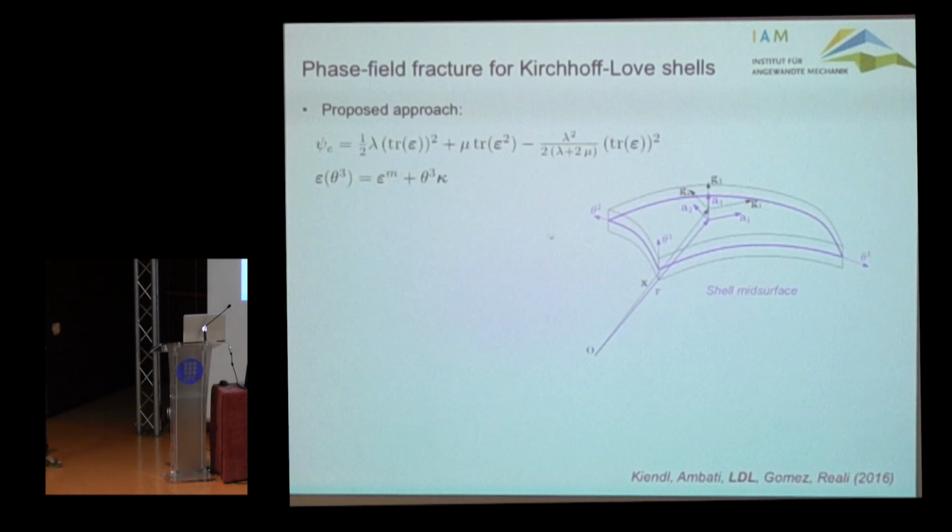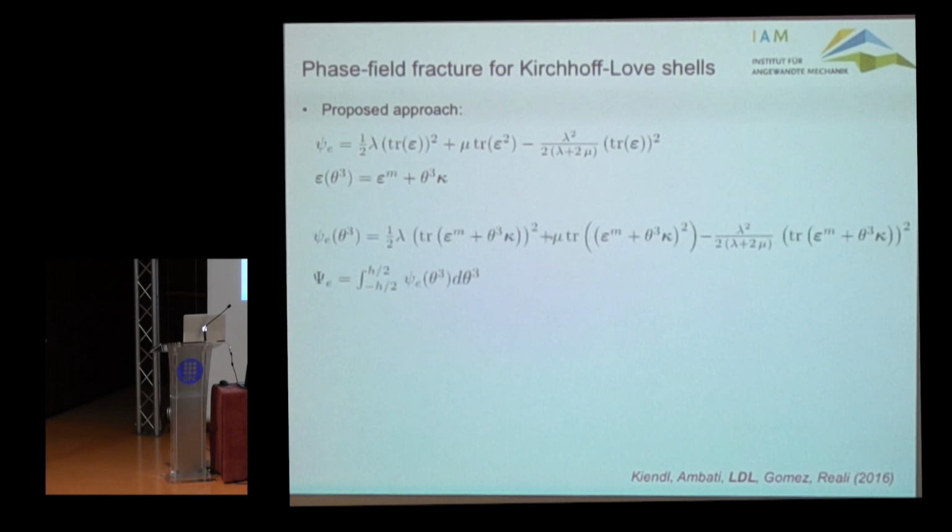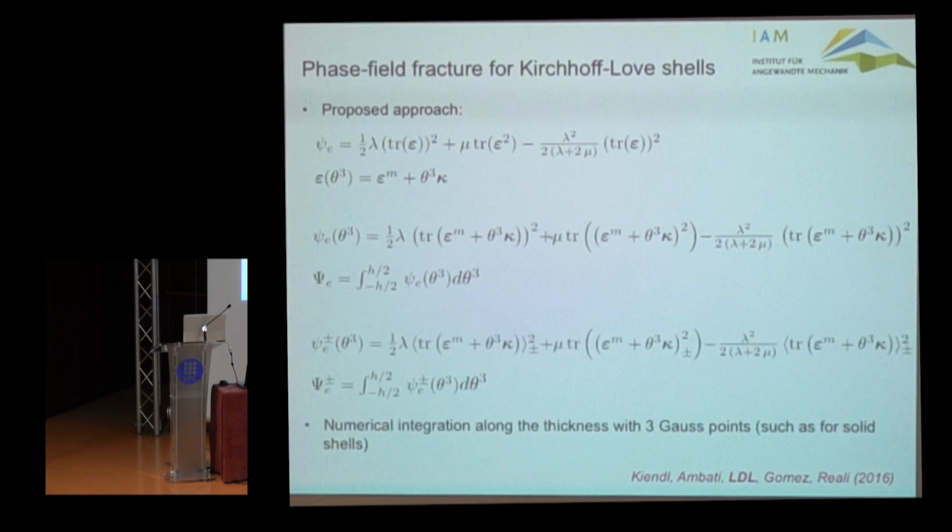So our approach was the following. We start from the elastic strain energy density per unit volume. We introduce the kinematics, and then we need to perform integration over the thickness, but we perform the split in the positive and negative parts directly on the strain energy density per unit volume. So we introduce the kinematics, then the positive-negative split, and then we perform the integration over the thickness in a numerical way. To do this, we place 3 Gauss points over the thickness and perform the integration numerically.